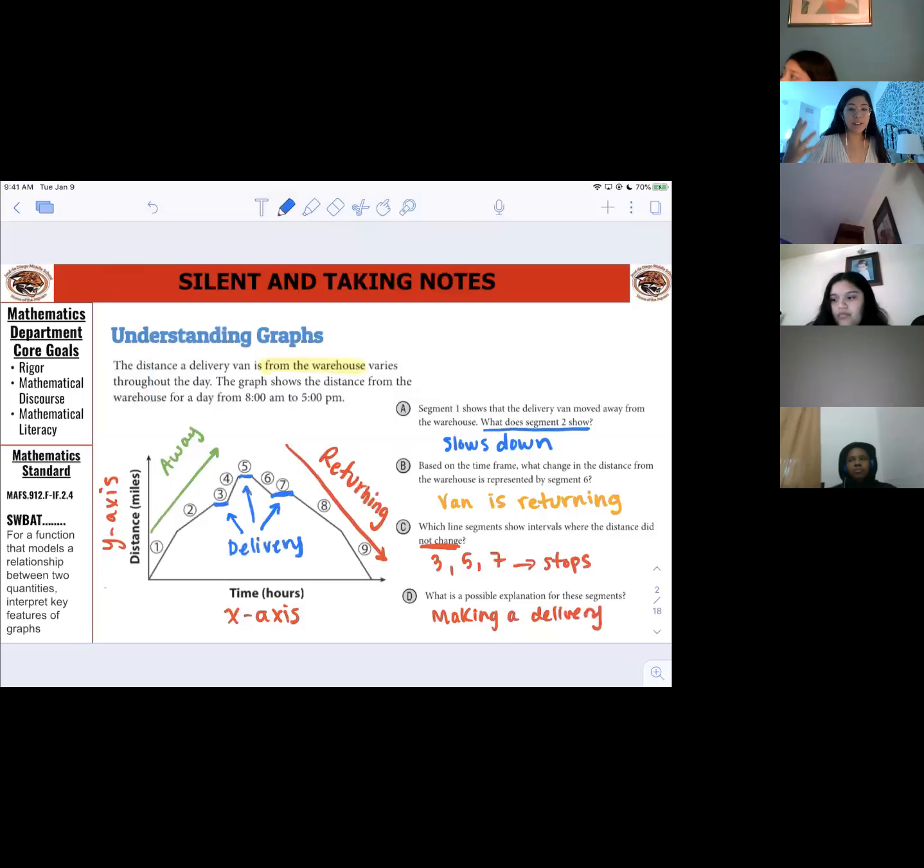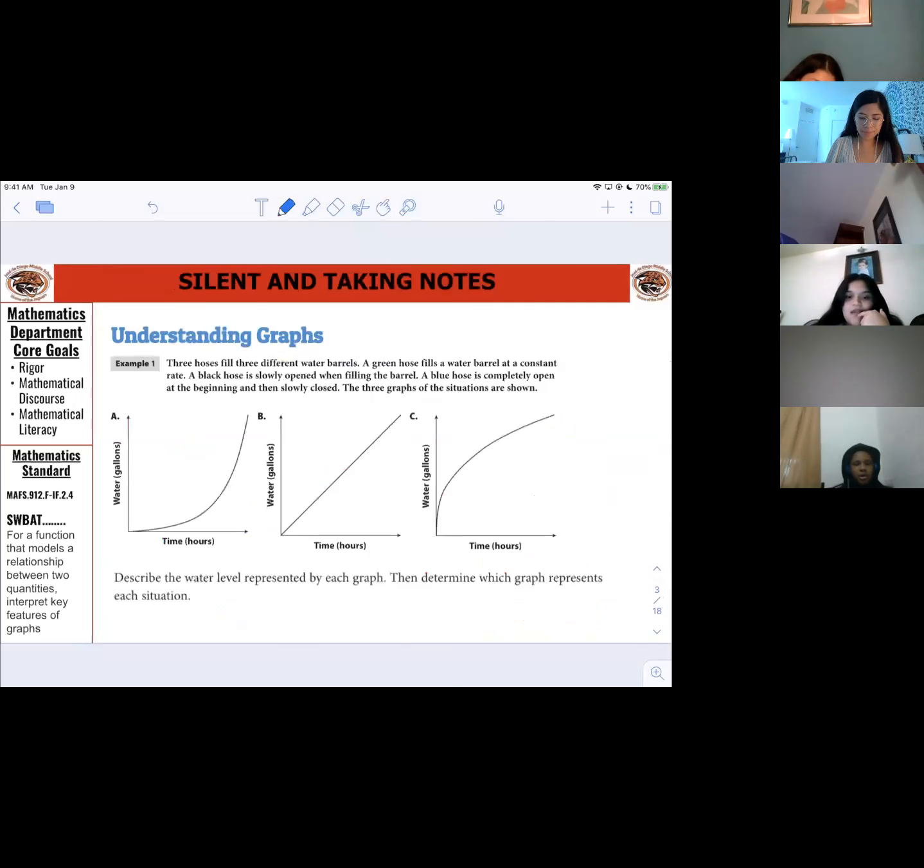So see why it's a little tricky with these types of graphs. You have to read the problem very carefully, and you have to make sure you look at the X and the Y axis so that you know what it's measuring. We're going to do a few more examples, and I promise it'll make more sense. Okay, so here's one. Can I have a volunteer read example 1?